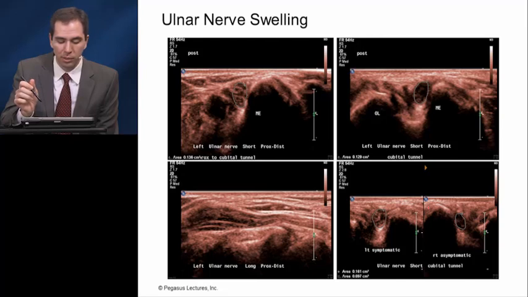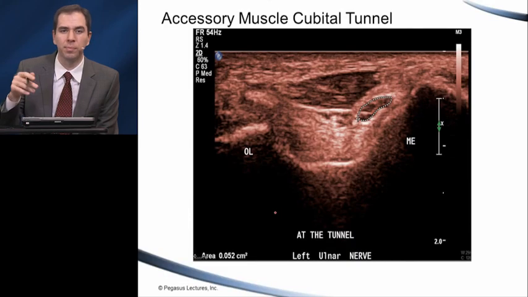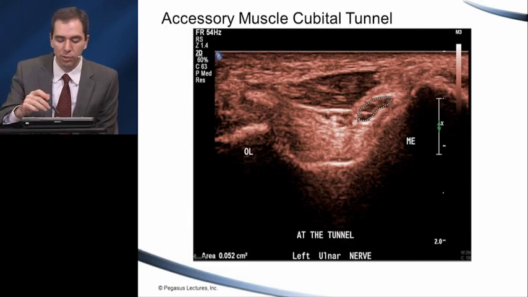This is another example of cubital tunnel syndrome. So we have the ulnar nerve hypoechoic and swollen within the cubital tunnel. In comparison to the right asymptomatic side, there is enlargement, and we can see the focal enlargement of the ulnar nerve as it passes through the cubital tunnel. This is an example of an anconeus epitrochlearis muscle, so we have this accessory muscle within the cubital tunnel.